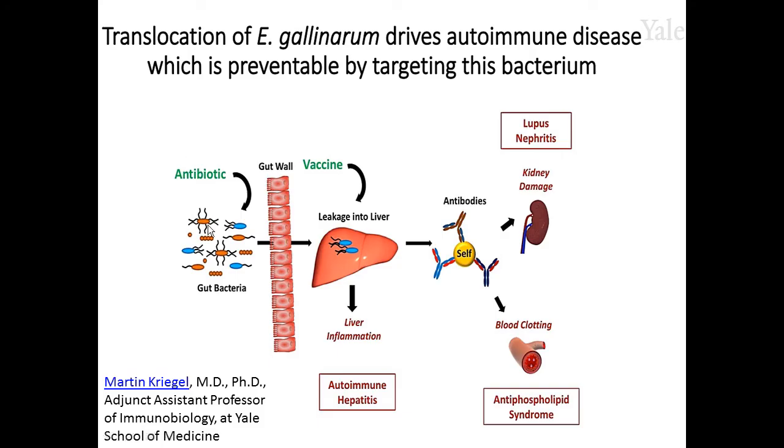This is the inside of your intestinal tract. This is the intestinal tract wall. They just put gut wall. This is the liver. And then you have antibodies, and then they're showing 2 different kinds of autoimmune disorders. So what they're saying with leaky gut, in this case, the bacteria can get out of the gut.